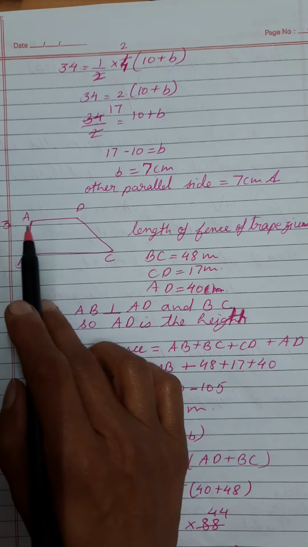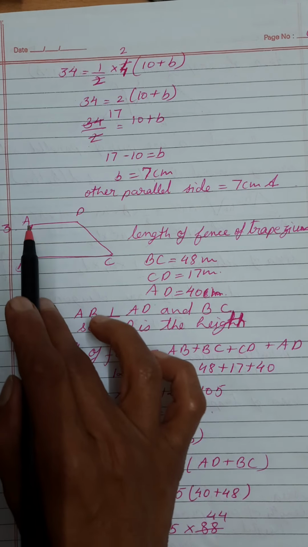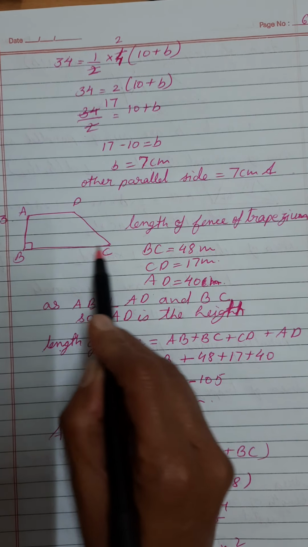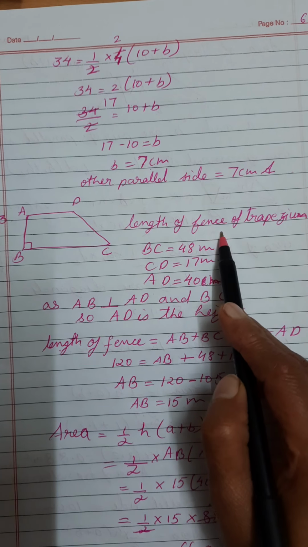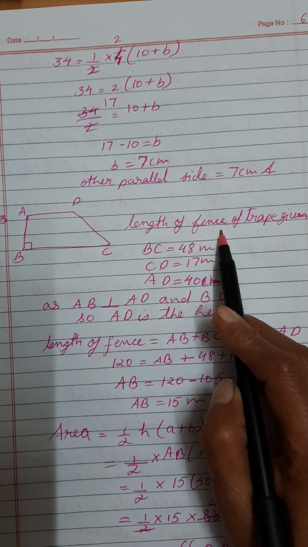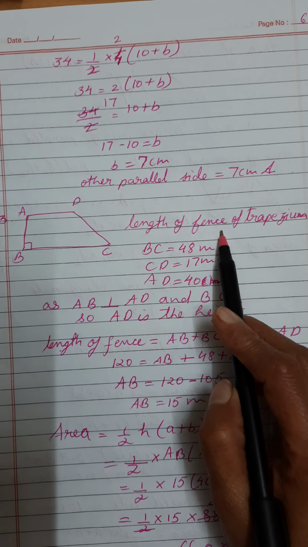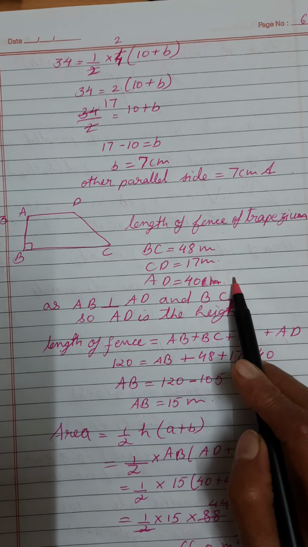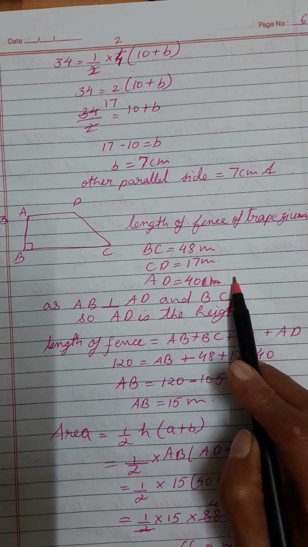Question number 3. Length of the fence of a trapezium. This trapezium is given. Fencing means the perimeter of the trapezium, meaning only the sides. So the length of the fence of the trapezium-shaped field ABCD is 120 meter. If BC is equal to 48 meter, CD is equal to 17 meter and AD is equal to 40 meter, find the area of the field. Side AB is perpendicular to the sides AD and BC.